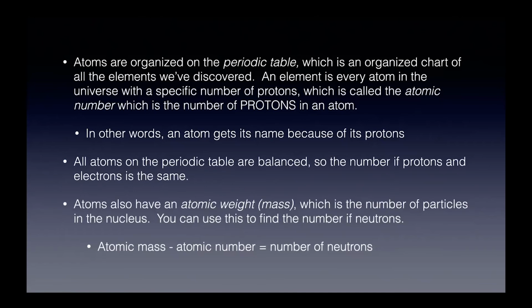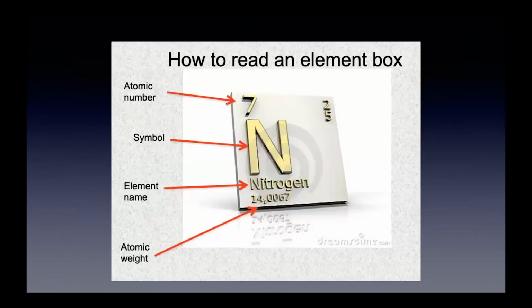So the mass is all the particles, all of them in the nucleus. The number is just the protons. So basically what you're doing is, if you take the atomic mass and you subtract the atomic number, you're removing the protons, and what you would have left is the number of neutrons. So we're actually going to practice with that a little bit here in a second.